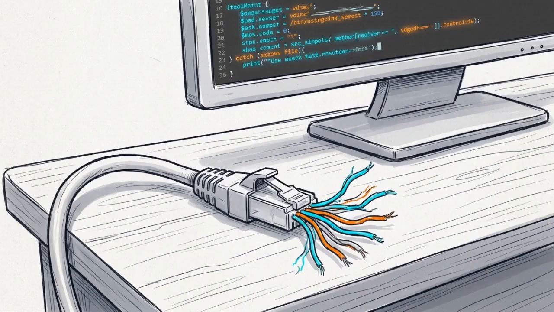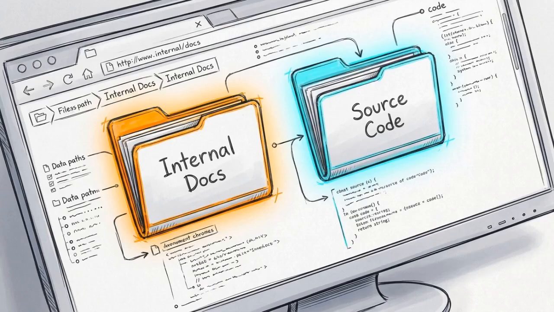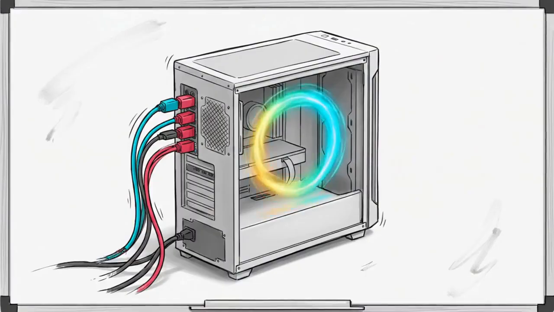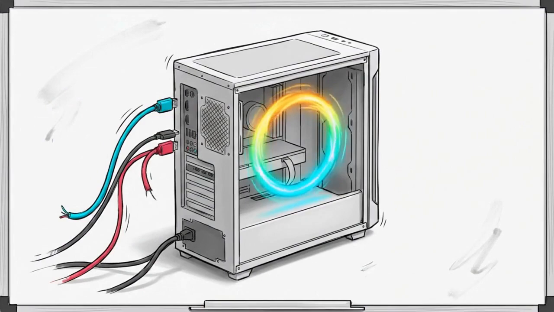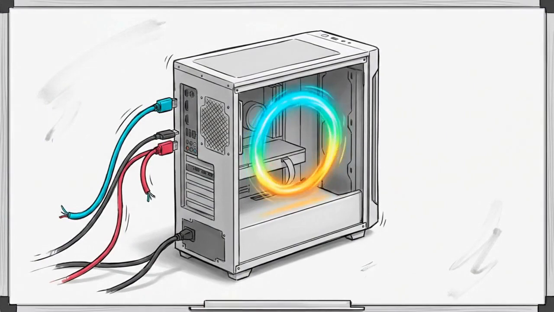You are now operating a frontier-level reasoning engine entirely disconnected from the internet. Your internal documents and proprietary source code never leave your machine. By removing the connection to third-party cloud pipelines, you eliminate the data leakage risks inherent in centralized AI services.